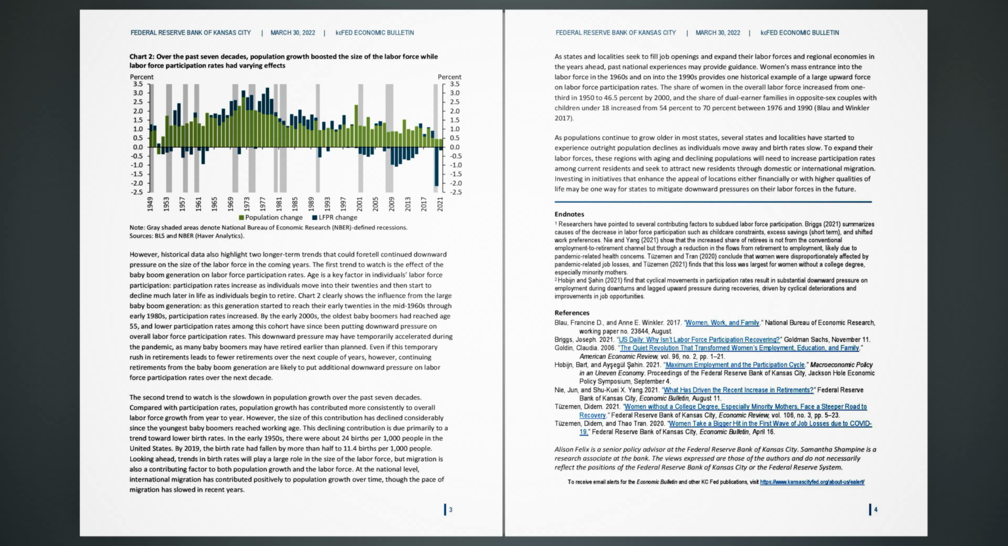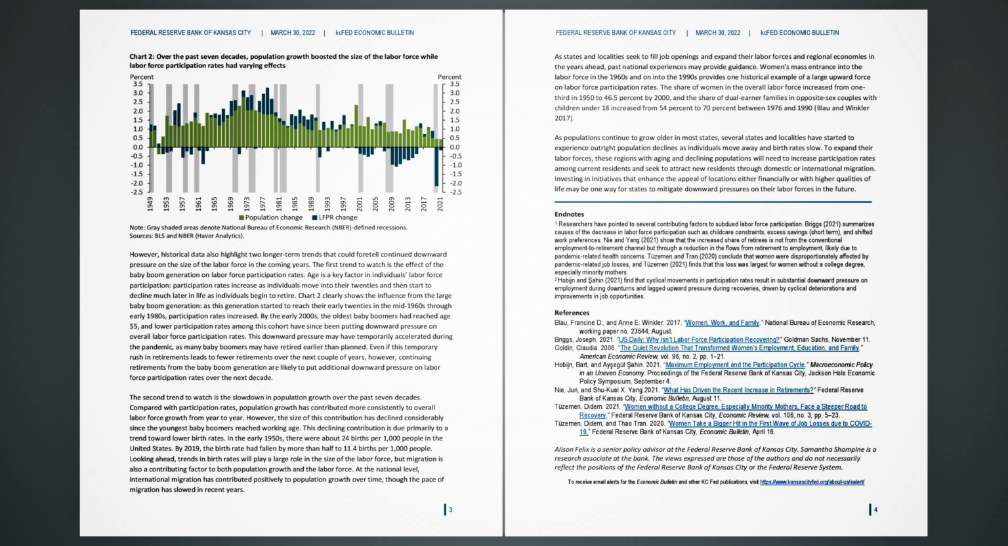Women's mass entrance into the labor force in the 1960s and on into the 1990s provides one historical example of a large upward force on labor force participation rates. The share of women in the overall labor force increased from 1/3 in 1950 to 46.5% by 2000, and the share of dual-earner families in opposite-sex couples with children under 18 increased from 54% to 70% between 1976 and 1990, Blau and Winkler 2017.